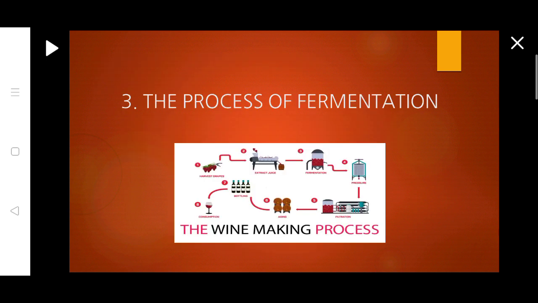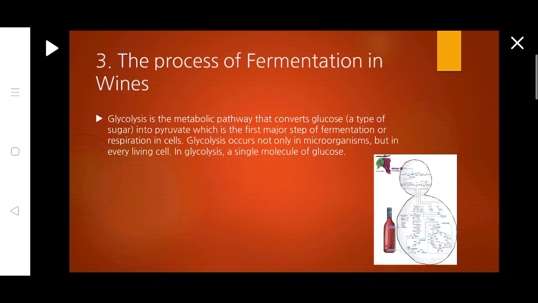Over here, we'll talk about the process of fermentation. The process of fermentation in wines. First, glycolysis is the metabolic pathway that converts glucose, a type of sugar, into pyruvate, which is the first major step of fermentation or respiration in cells. Glycolysis occurs not only in microorganisms but in every living cell. In glycolysis, a single molecule of glucose.